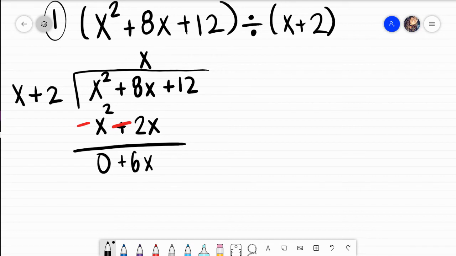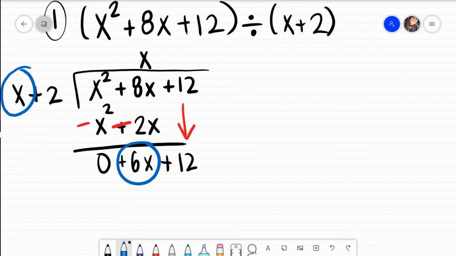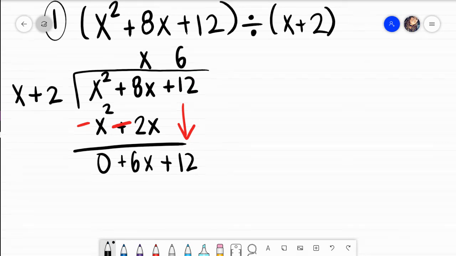Now, the step here that we perform is to bring down whatever you have here, which is a positive 12. Now what we do is we're going to take this first term and we're going to divide it by this first term. The quotient of that is going to go right here. So if I do 6x divided by 6, I get 6. Signs are the same, so it's a positive 6.